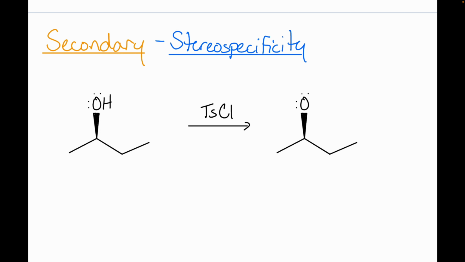So if I use this tosyl chloride method, we're going to see that we preserve our stereochemistry. All right, I start out with my R enantiomer of my alcohol. I get my R tosyl group on there. I don't know how to name that thing, but yeah.